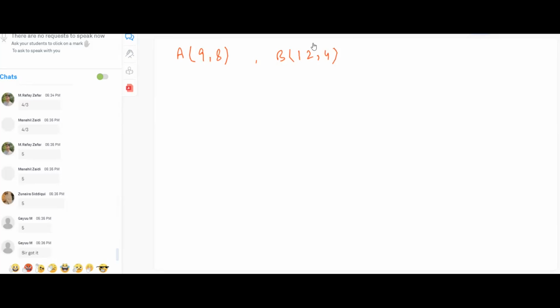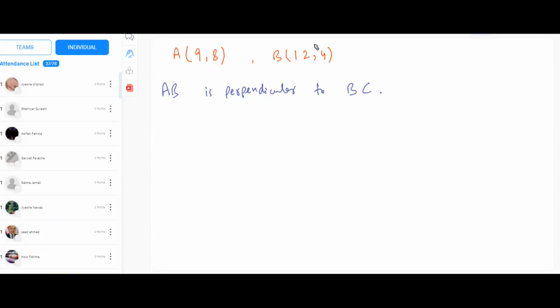Now, let's say we are given AB is perpendicular to BC. अब ये C पॉइंट नहीं हमें पता, C कोई पॉइंट होगा कहीं पे, लेकिन उसने ये बता दिया कि AB is perpendicular to BC. We need to find the equation of BC. Equation of BC figure out करनी है. How do we do that?